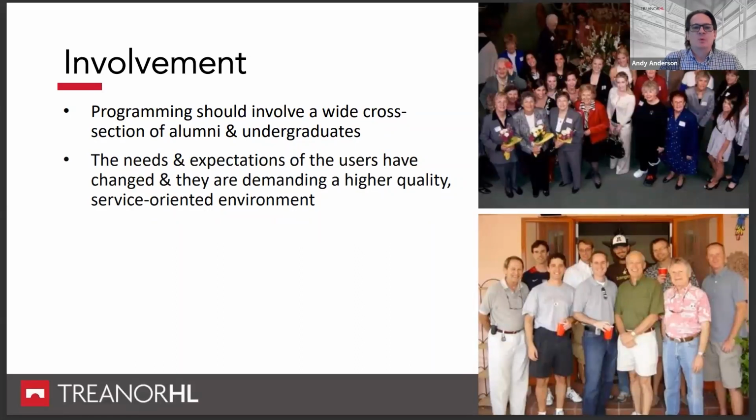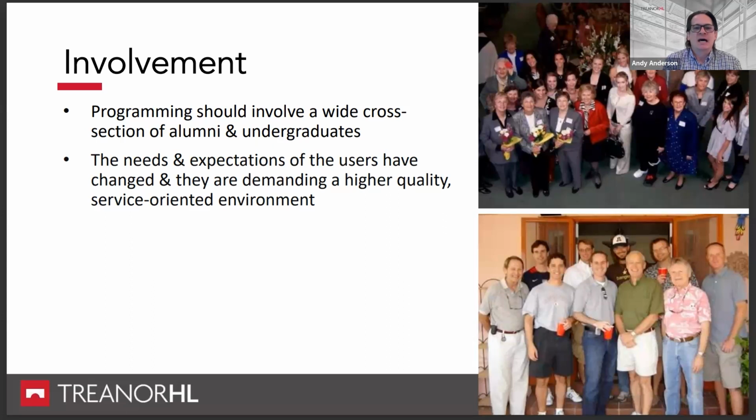So I mentioned involvement. Most of these building committees we work with are primarily made up of senior executive men who are late in their career and are very successful, and they're partially doing this because they're passionate about the chapter, but also because they can afford to donate their time and money to the chapter.